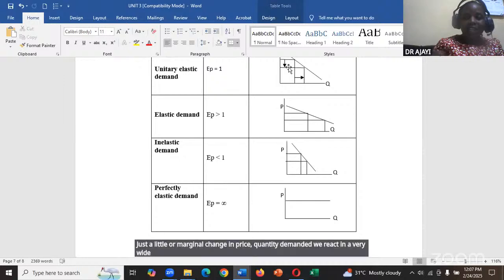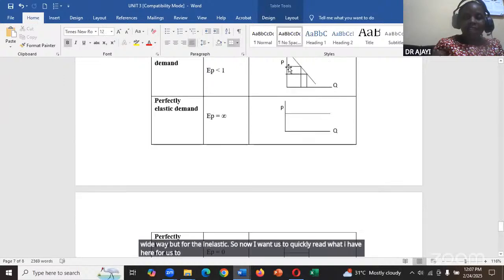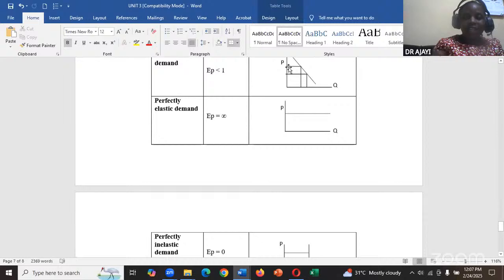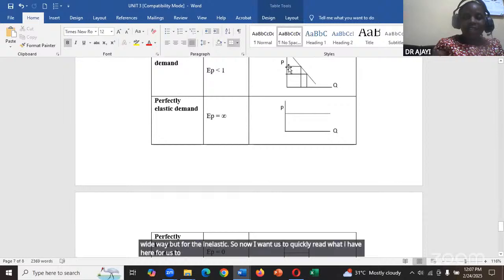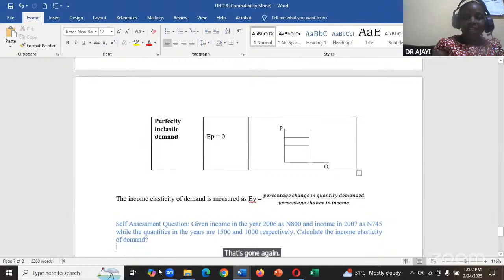But for the inelastic, so now I want us to quickly read what I have here. That's gone again. The network has disappeared again. Hello, can you still hear me?